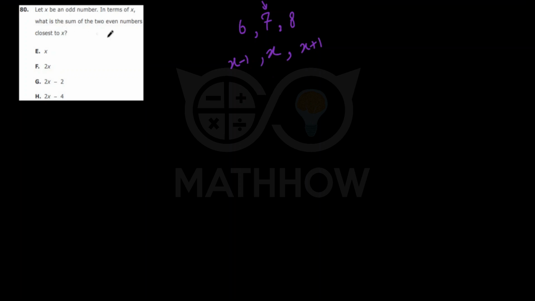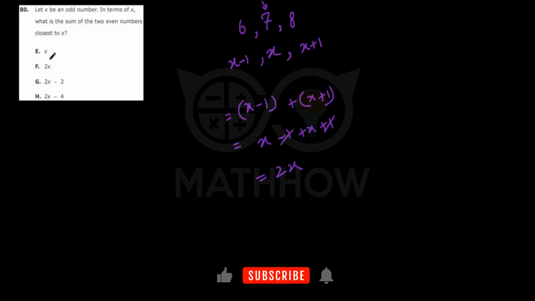What is the sum now? The sum of these two even numbers. This is the first even number and this is the second even number. These two even numbers are closest to this odd number. Simplifying, plus 1 minus 1 will cancel out, and x plus x, these are like terms, so this will become 2x. So the correct answer is option F.